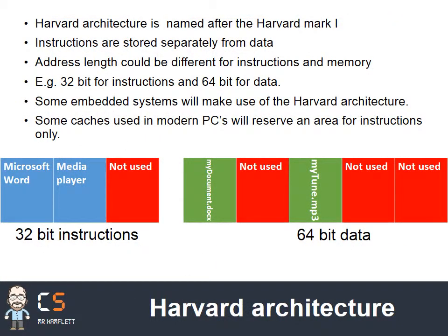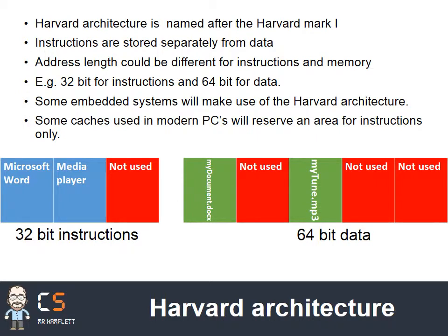So let's look at the Harvard architecture. The Harvard architecture is named after the Harvard Mark I computer, which first piloted this architecture, and it's quite simple. It's very similar in a lot of ways to the von Neumann architecture. The key difference is that data and instructions are separated. All the instructions are physically stored in a separate block of memory, whilst the data is stored in a completely separate block of memory.